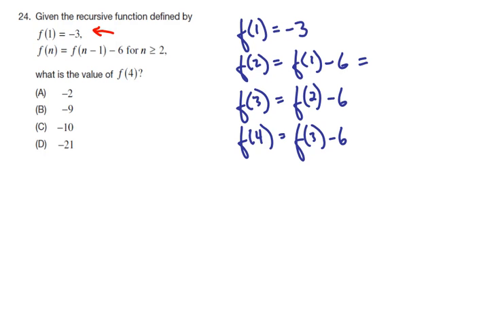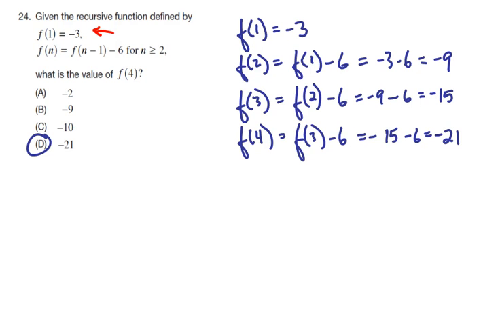Well, we do know that f of 1 is equal to negative 3, and so we have negative 3 minus 6, which is negative 9. So now we know that f of 2 is negative 9. And so to find f of 3, we need f of 2, which is negative 9, and then minus 6. Then minus 6 leaves negative 21. And so that is the value of f of 4, and it's D.